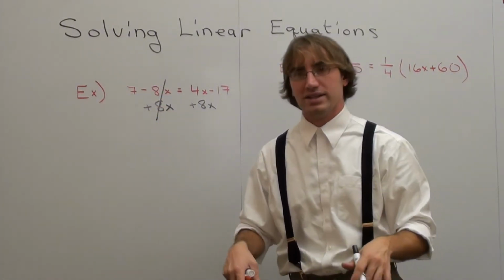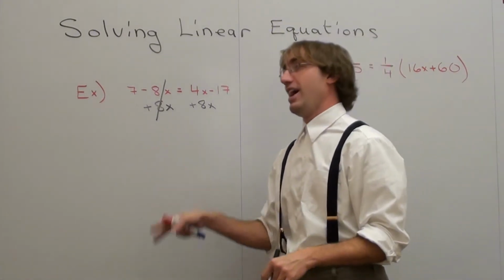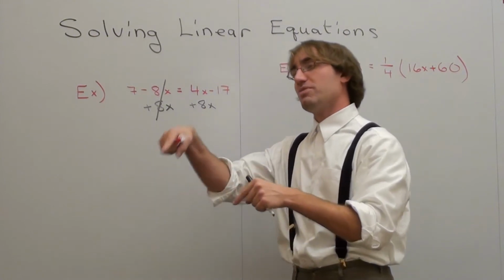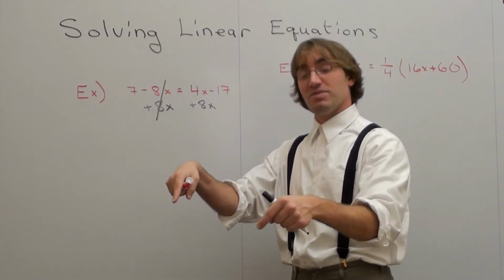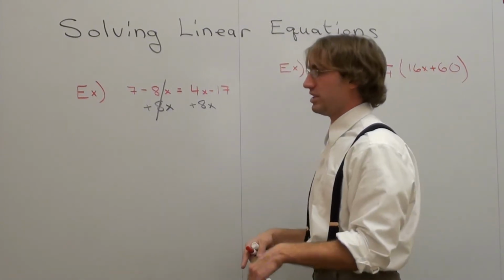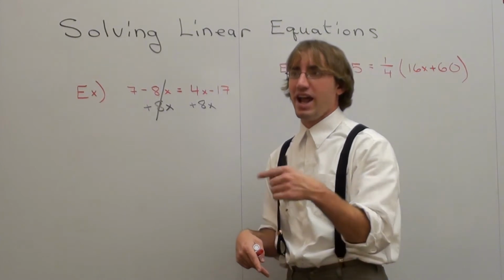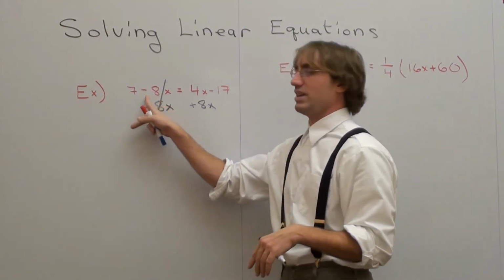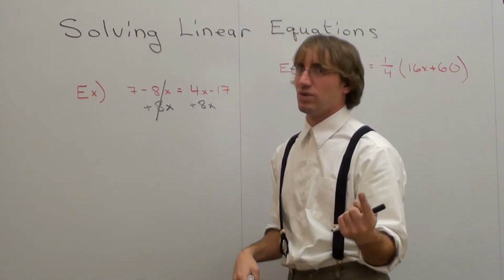It's 0x. 0 times x is 0. It's not 1, it's not x, it's 0. Whenever you take the opposite of something and you're adding or subtracting, they cancel. For instance, 3 minus 3 is 0. So it would stand to reason that x minus x is 0. It's not 1, it's not x, it's 0. Same thing, negative 8x plus 8x, 0. When you're dividing, you'll be left with a 1.